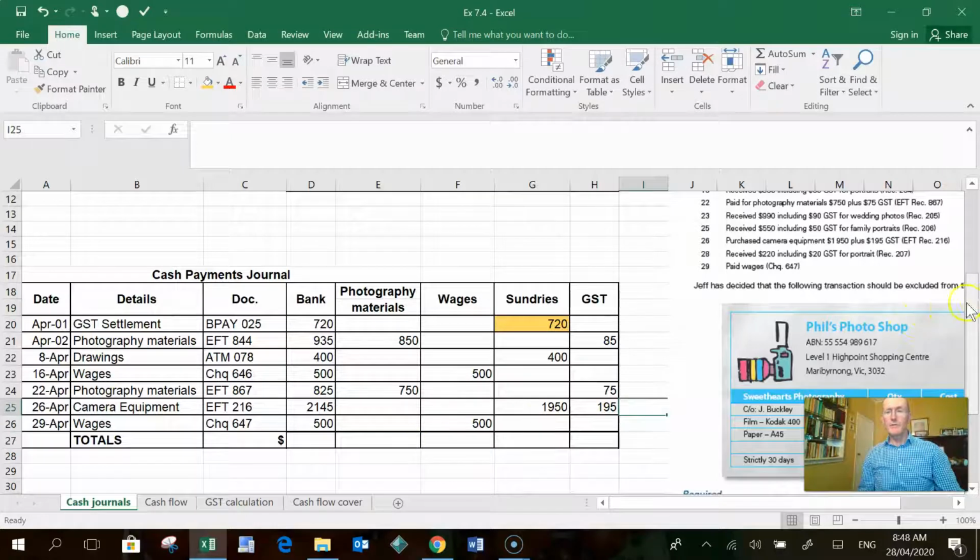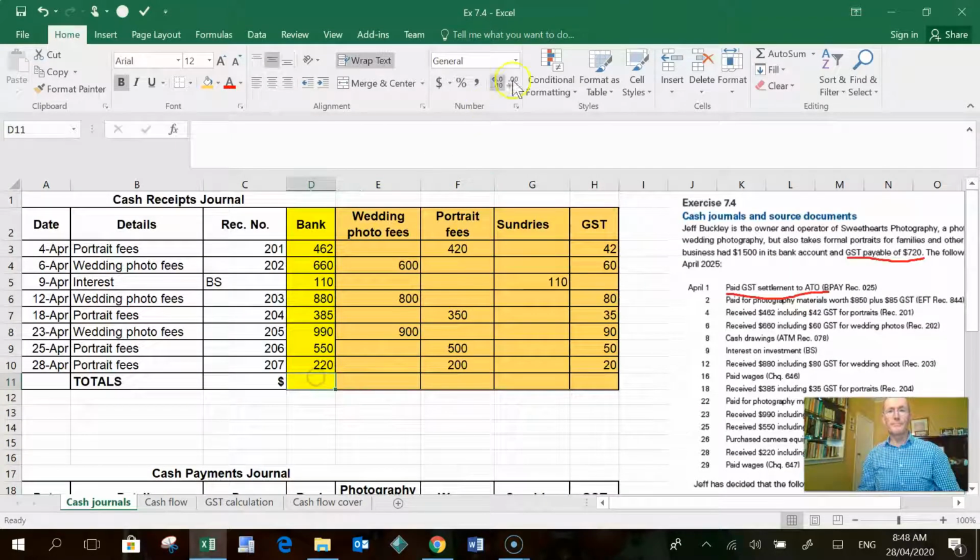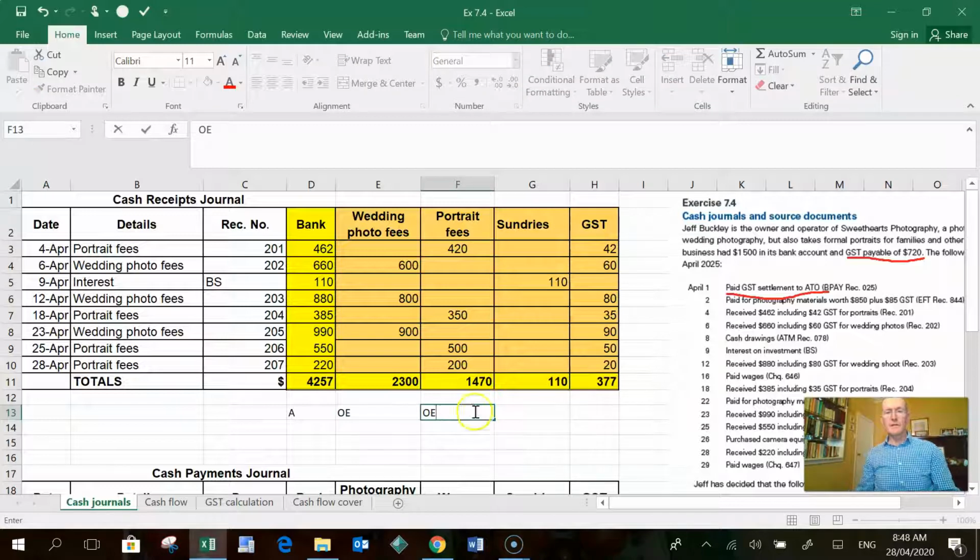Okay, and then we total all that up. And copy that across. Right, so what are they going to do? Well, bank is an asset. That's increases in owner's equity. That's revenue. Portrait fees is revenue. That's going to increase owner's equity. The sundries is a revenue, earning bank interest. And the GST is a liability. Right, so if we make those changes, the accounting equation will balance. Now they're all going up. So A is going up, OE up, OE up, OE up, and the liability up.